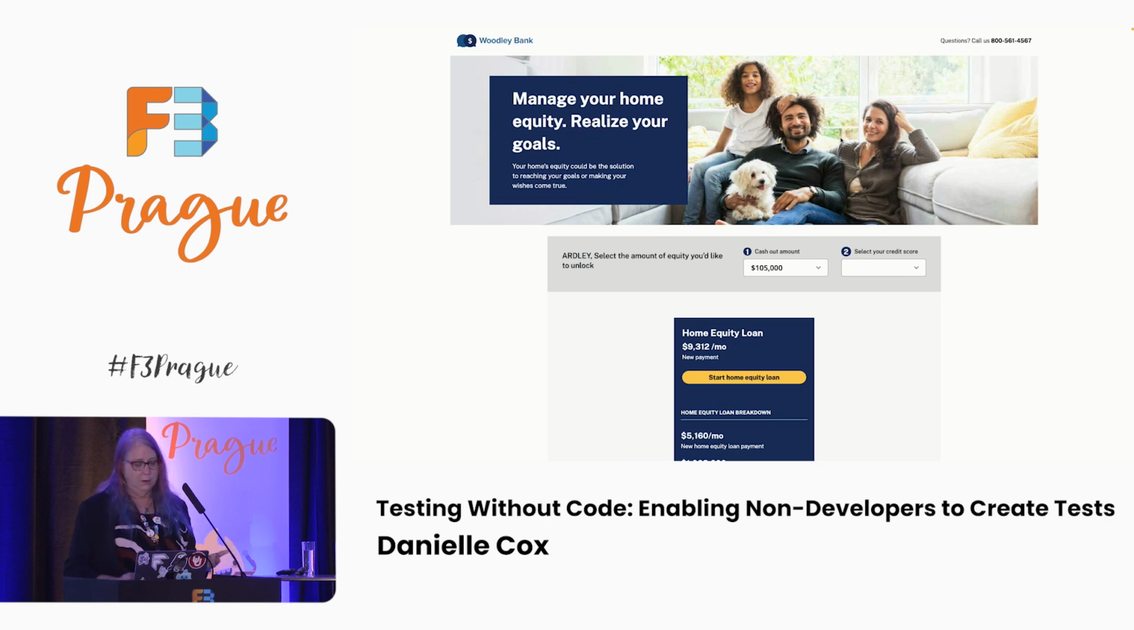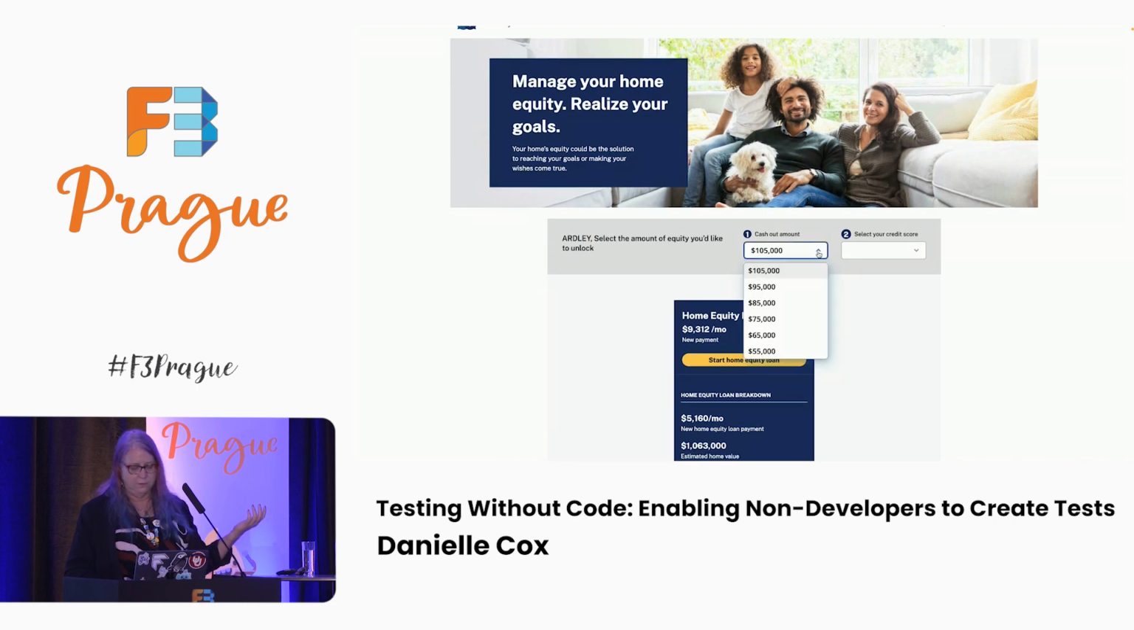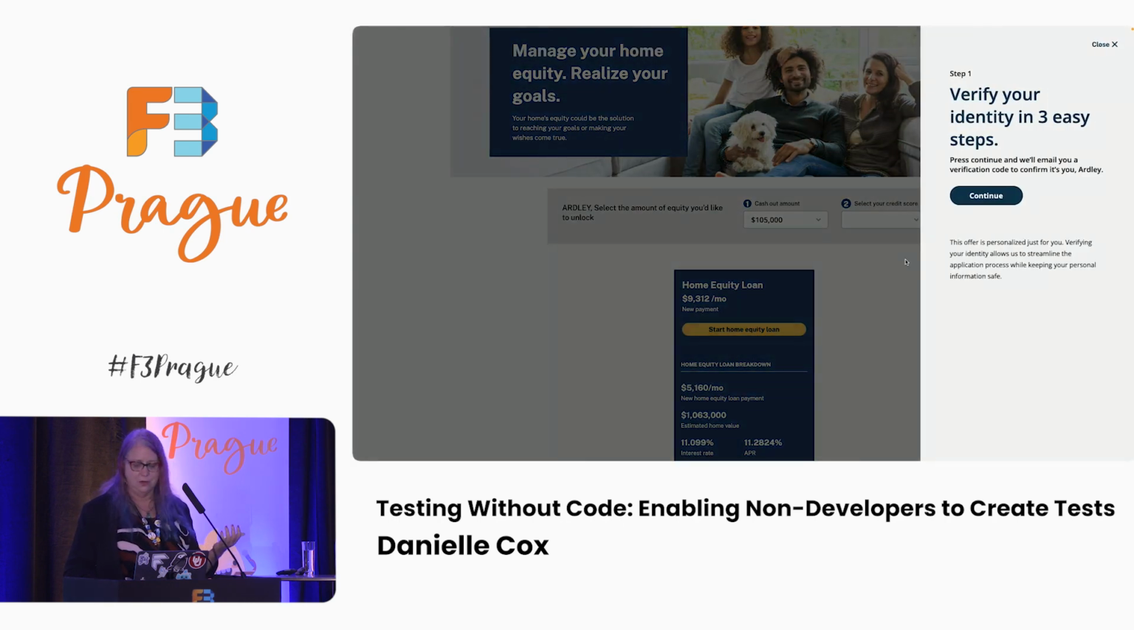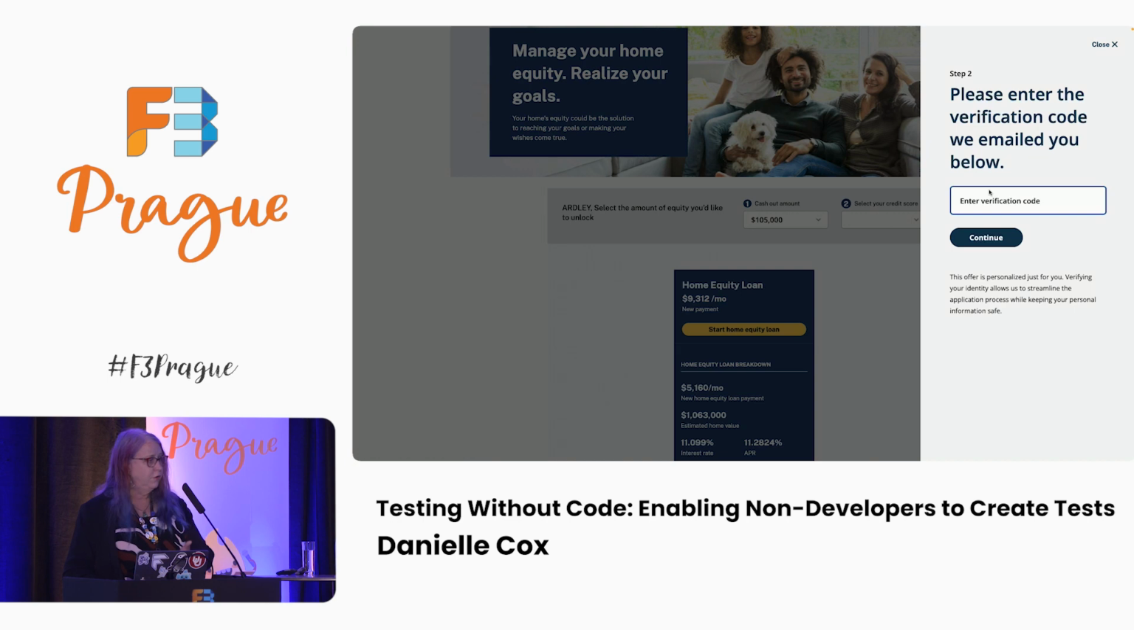So this is our basic app. We've got a couple of selections we can make here, and we can start up and go through some authentication with an email code, where you have to enter the email code and stuff like that.